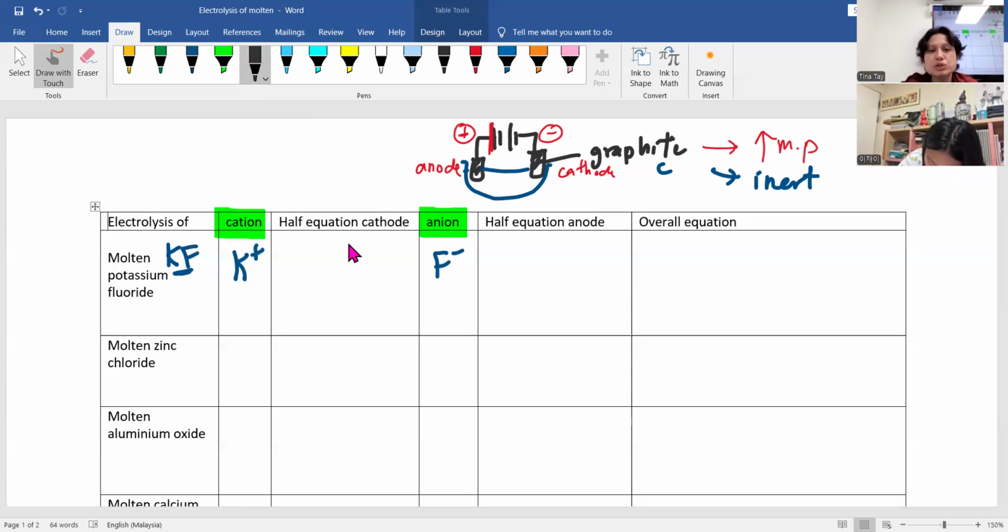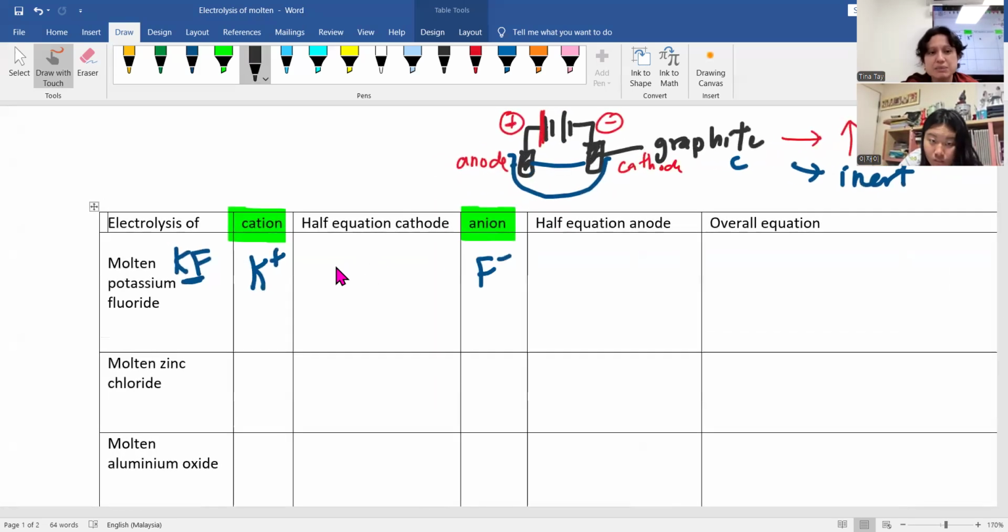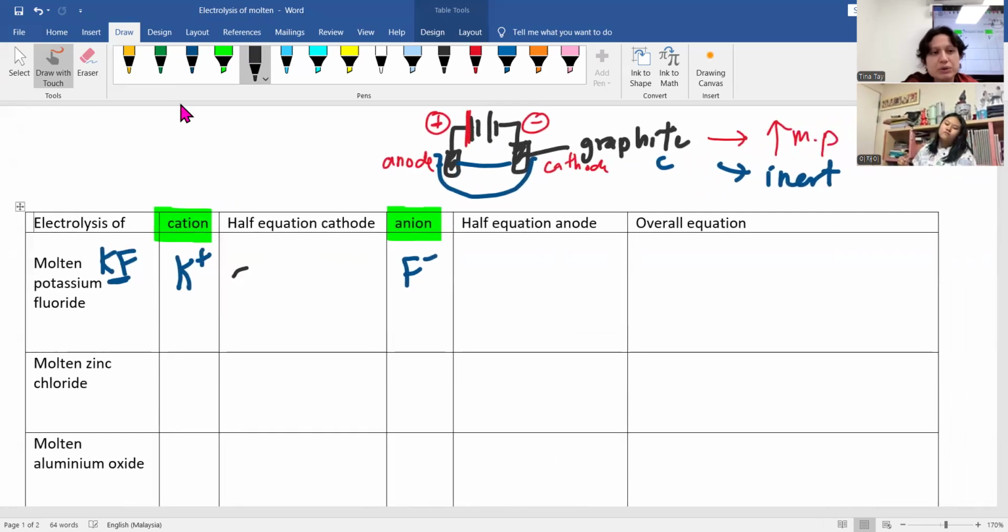Okay? All right, now here I have potassium. In order to change back to a potassium atom, what does my potassium ion do? Does it gain electron or lose electron?